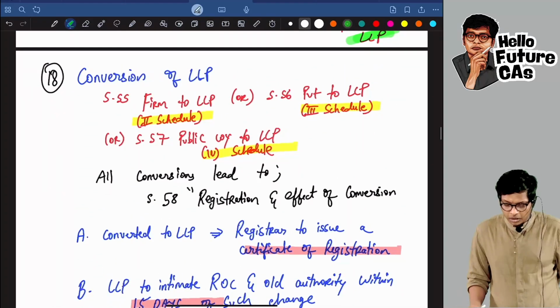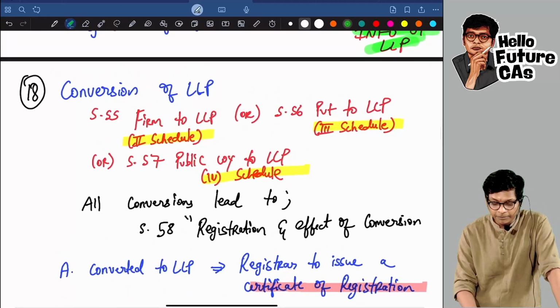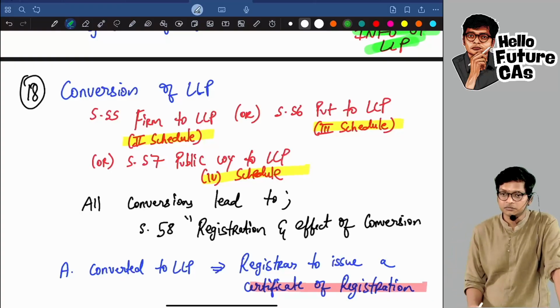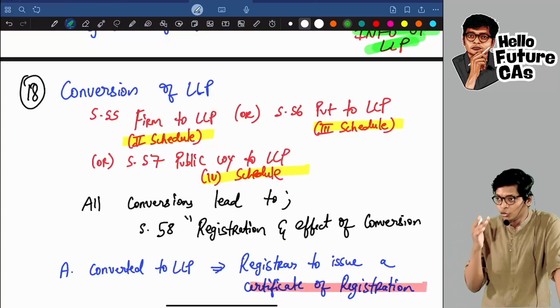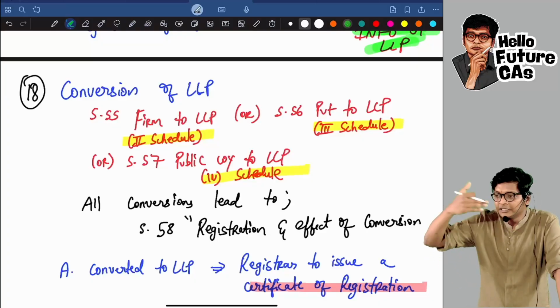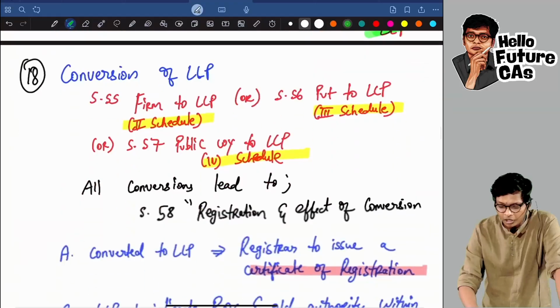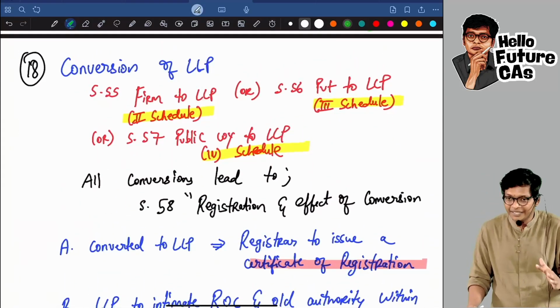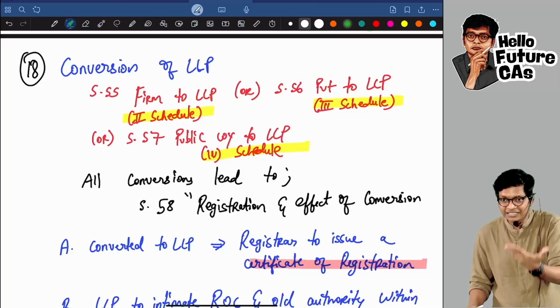Next, conversion of LLP. Big concept. All these concepts I am discussing are not there in CA Foundation. They are newly added in CA Inter and yet to be tested. Previous compounding, inspection before that, transfer, all these are yet to be tested in any of the CA Inter exams, because it's the first time it's even coming into the CA syllabus. So they will start testing these only now.